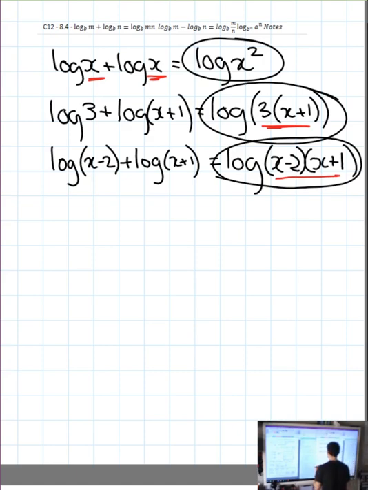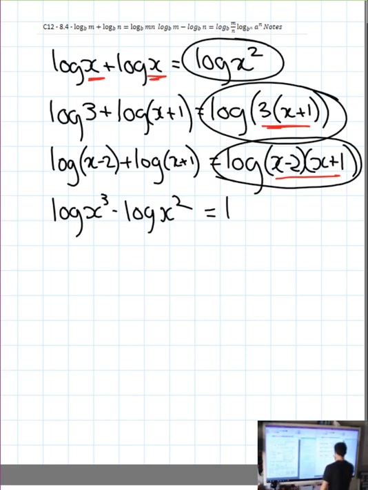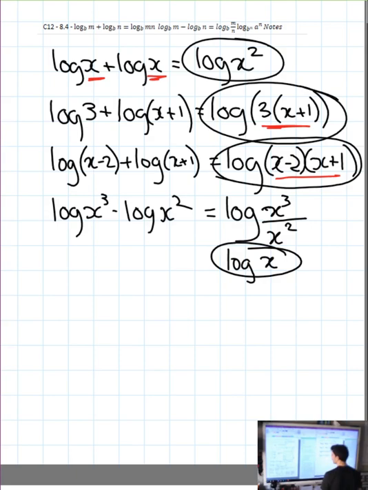So what about the subtraction rules? Well, let's take log of x cubed minus log of x squared. Now, this time we have a subtraction, so I'm going to turn it into a single logarithm, and it's going to be a division. I'm going to put x cubed on the top and x squared on the bottom, and when I simplify, I get log x. Grade 9 exponent laws.